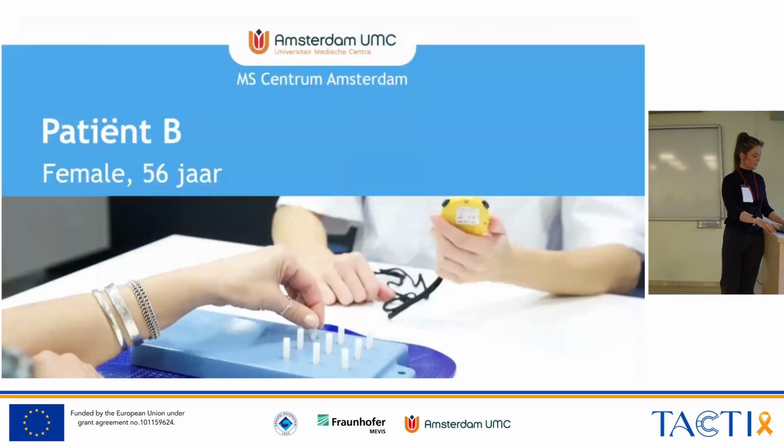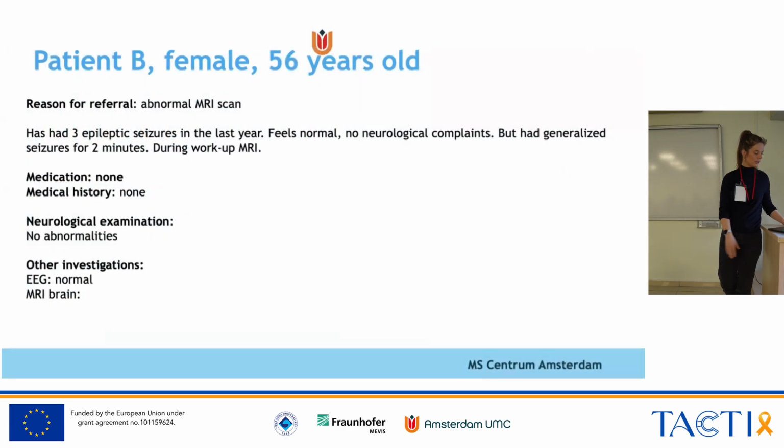Then the next one. This woman was 56 years old, and she was referred for an abnormal MRI scan. She had 3 epileptic seizures in the year before, and otherwise in between she felt normal, didn't have any complaints, no neurological complaints, no other complaints. But these seizures lasted 2 minutes, and then you do a workup, and in the workup you do an MRI. And the MRI showed abnormalities.